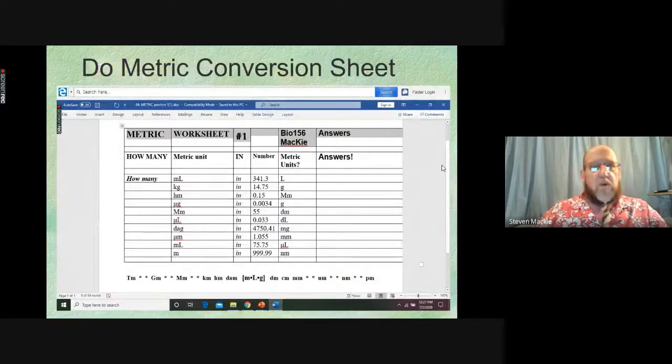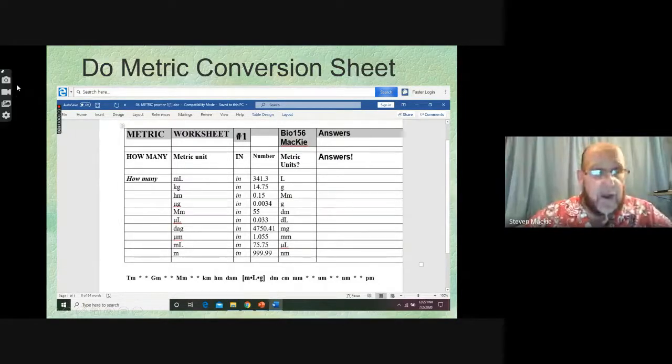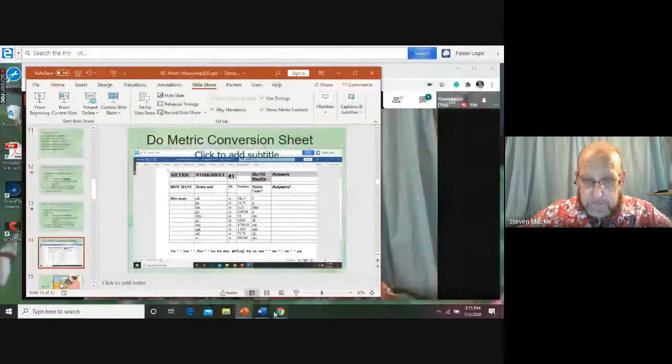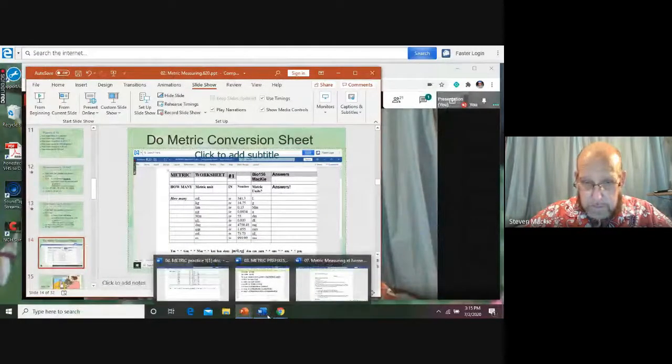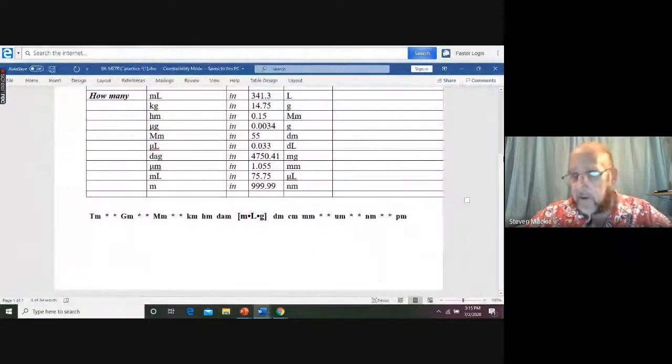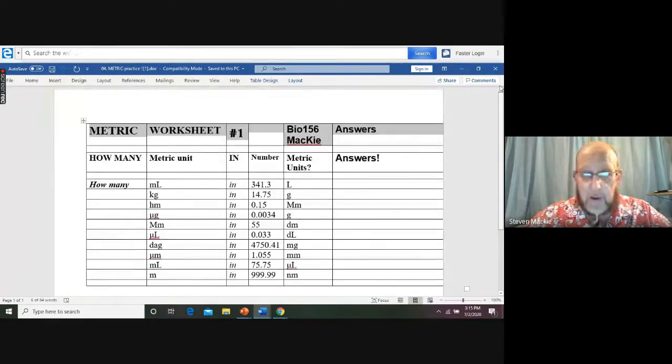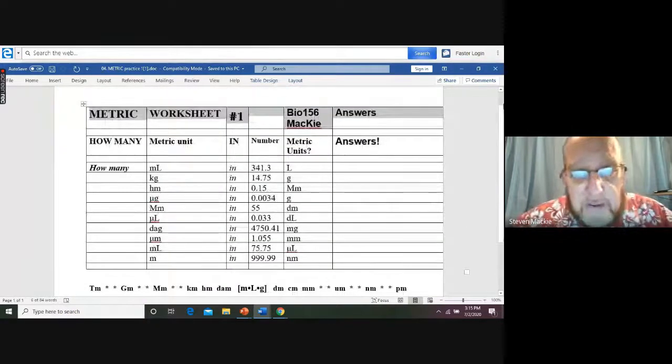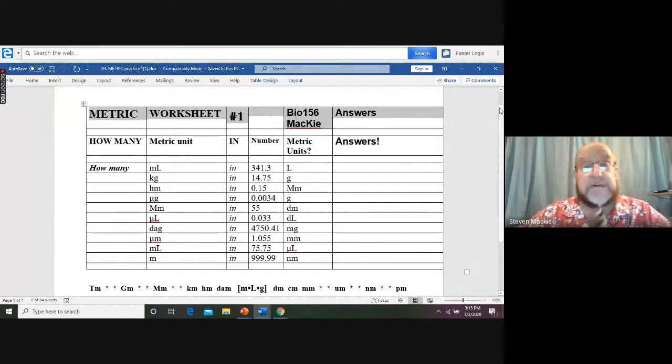Okay, so, the metric practice worksheet. Here's what it looks like. It's posted on my PIMA. And I will post a key in a couple days, but you should work on it today, tonight.